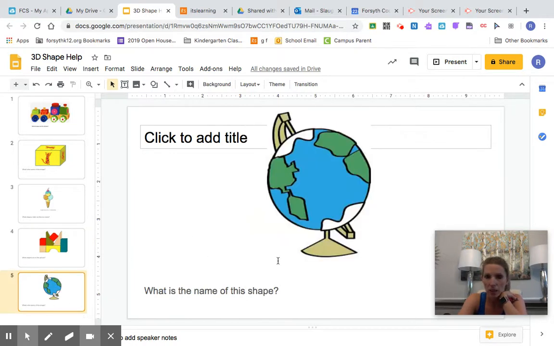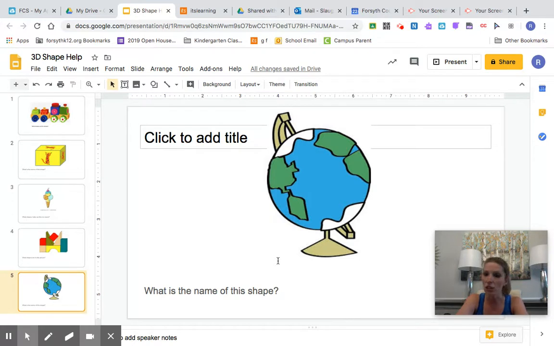And the last one, there was a globe. And it asked, what's the name of this shape? A lot of you said it was a circle, but circles are flat like a pancake. Think about the globe in Miss Slaughter's classroom that we had up near the flag. That was the shape of a ball. And what do we call the shape of a ball? We call it a sphere. Sphere.